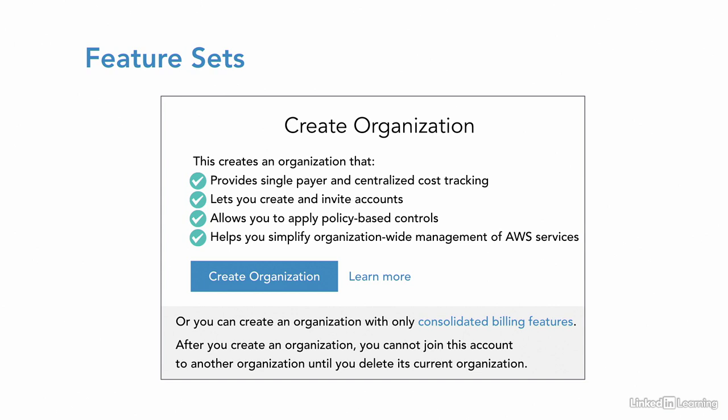Once I've created my initial tree and added in my first account, which becomes the master account, then I can invite additional AWS accounts into my tree. Then I can apply policy-based controls to members of my tree. Using AWS Organizations allows you to manage organization-wide management of specific AWS services, and the list of services that support organizations is growing all the time.